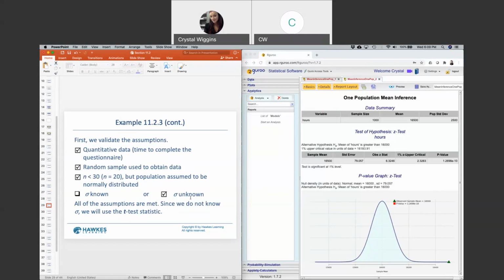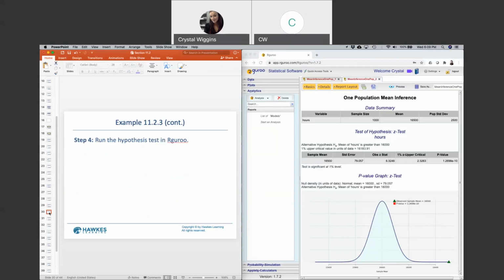We'll always know a standard deviation, but whether it was calculated from the entire population or just the sample is really what's important, which is something we talked about in the beginning of the semester. And I said that this is going to be crucial to word problems. And here we are, the wording is everything. So we are going to use a t-test statistic, and we're ready to run our test.